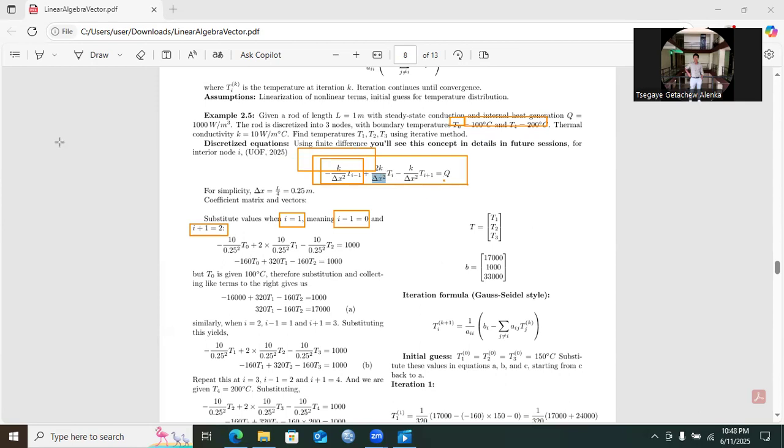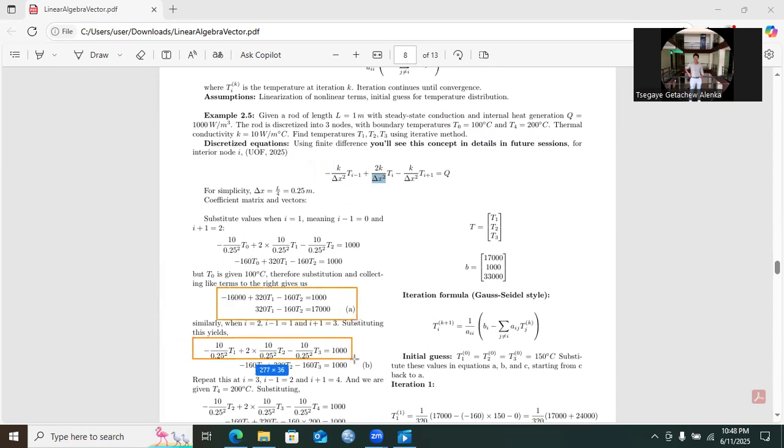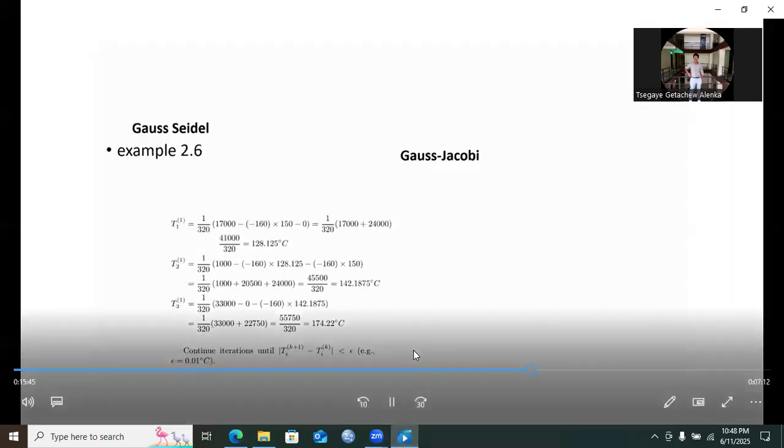Repeating this step for i equals 2 gives us equation B. Substituting once again for i equals 3, the known value of T, which is 400, given with our problem specification, and when we put equations A, B, and C together, it gives us a linear system of algebraic equations.